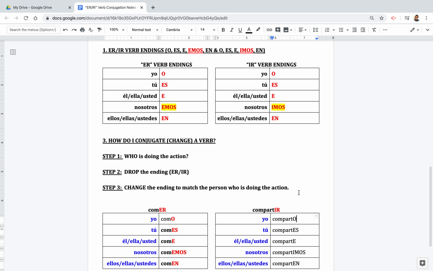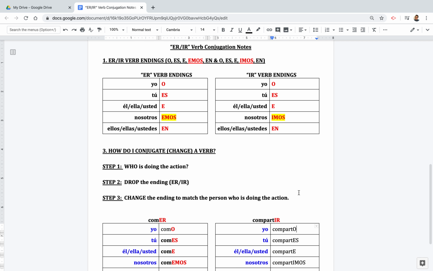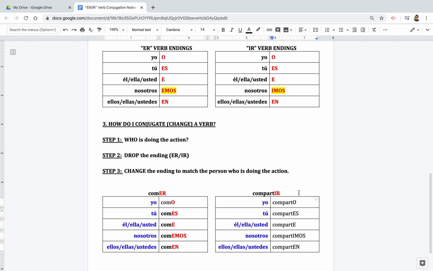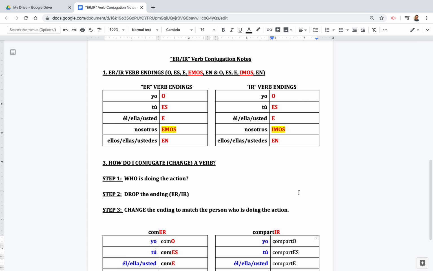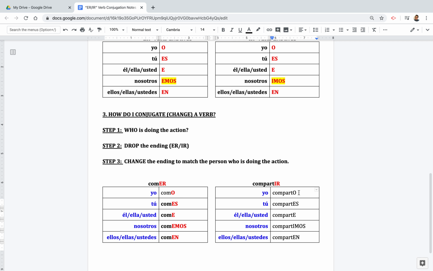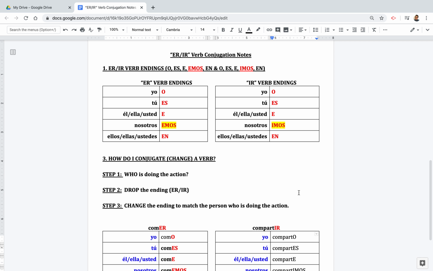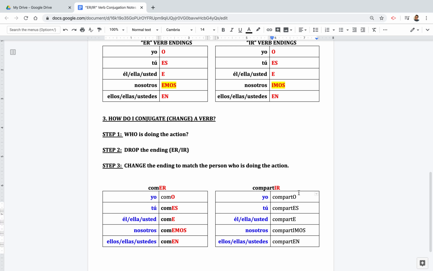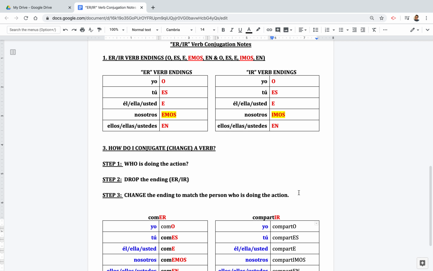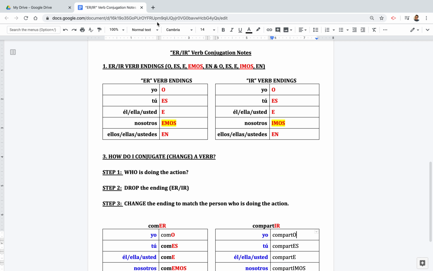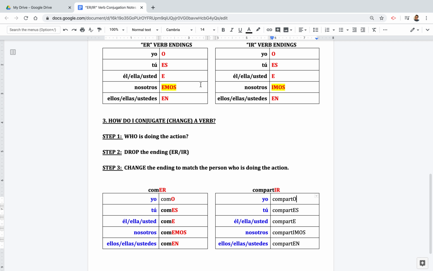This is the end of our lesson today, chicos. Please make sure to watch as many times as you would like in order for it to be clear to you. Please take these notes in your notebook and or feel free to print out these notes from Schoology so that you can have access to them and do all the other activities that you have to do with them, and so that you can prepare for your ER/IR verb conjugation quiz.